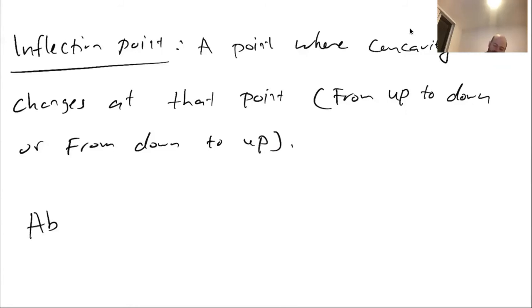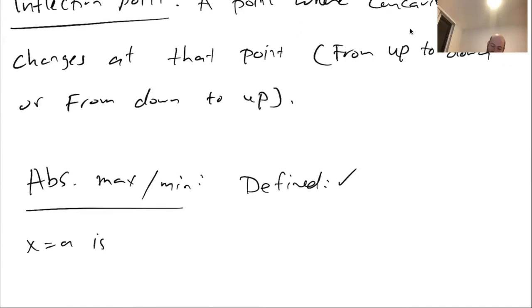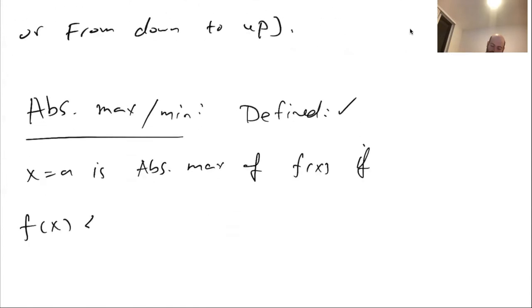Okay, we also saw the concept of absolute max and min. So this one we defined: x equals, let's say, a is an absolute max of f of x if f of x is less than or equal to f of a for every x in the domain of f. If for every x in the domain of f you have f of x less than or equal to f of a, then we say x equals a is an absolute max. Similarly, we can define absolute min.